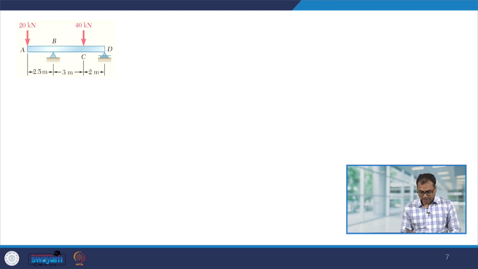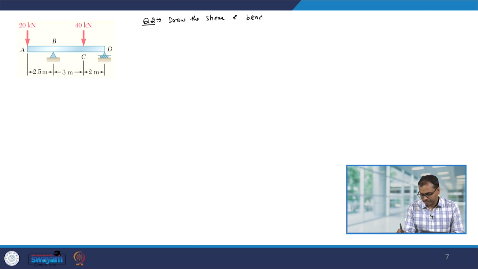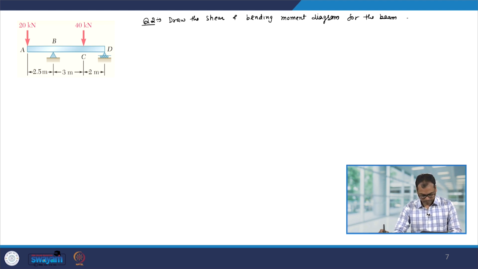Here the problem statement is the following. Draw the shear and bending moment diagram for the beam and loading shown. Okay.